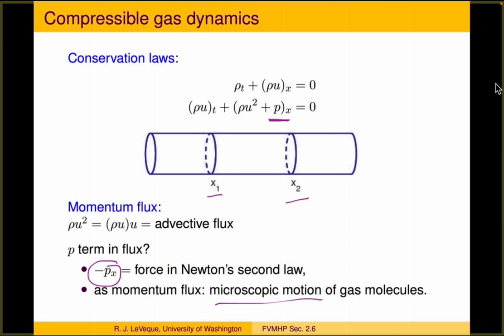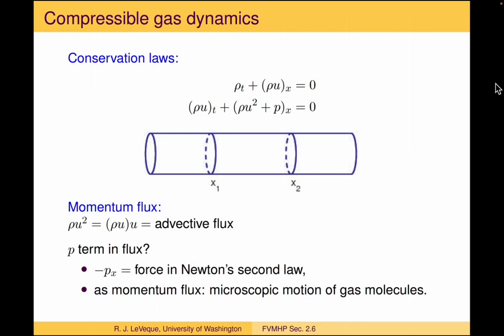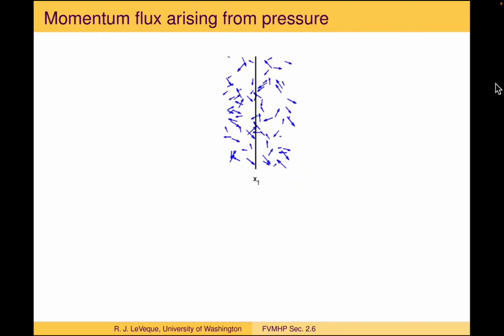If you average over all of the huge number of gas molecules, their average velocity is what we call u, which, for example, if the gas is at rest in this pipe, the average velocity would be 0. But microscopically, the velocity of the gas molecules is not 0. They're bouncing around all over the place.